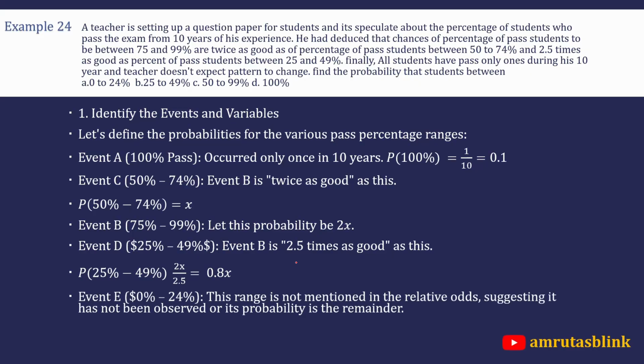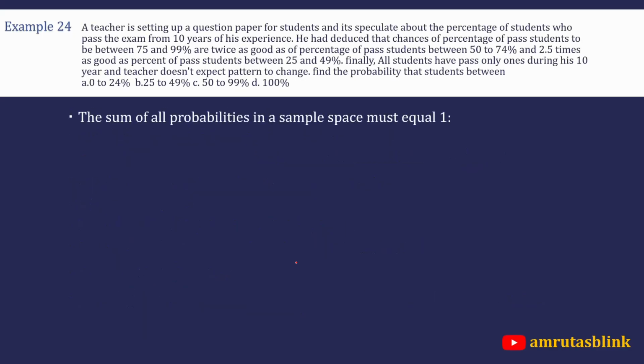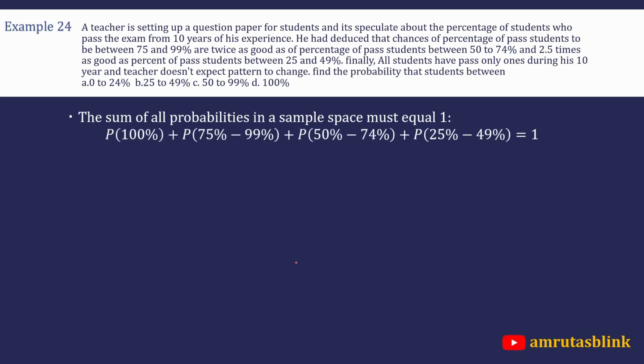Now here event E, that is 0 to 24%, is not given. That's why we should not consider this. Now the total probability of all the events in the sample space is 1. So the summation of all probabilities in the sample space must be equal to 1.